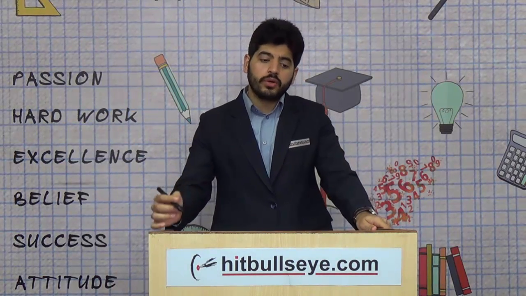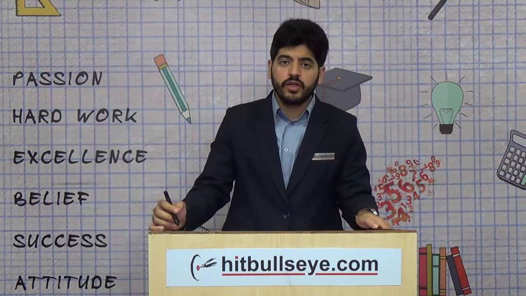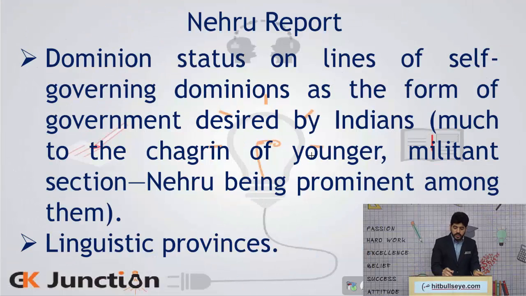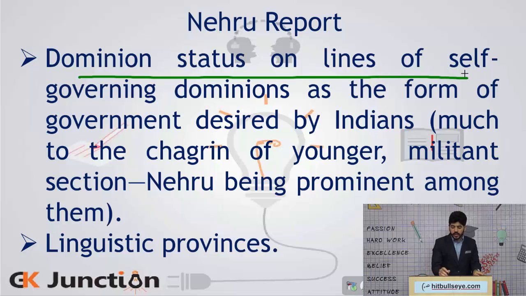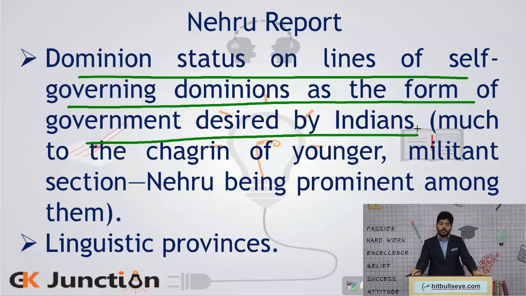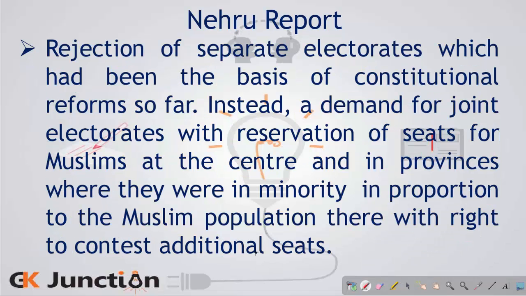So we'll discuss certain main features of the Nehru Report here. Firstly, dominion status on the lines of self-governing dominions as the form of government desired by the Indians. Secondly, provinces based upon languages would be drawn up. Next was a clear-cut rejection of separate electorates.